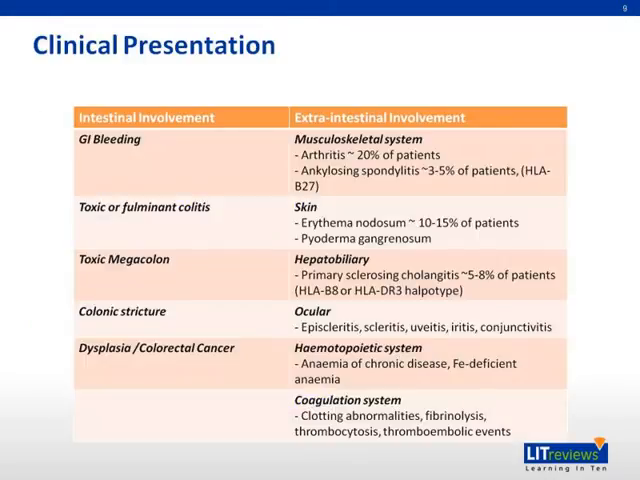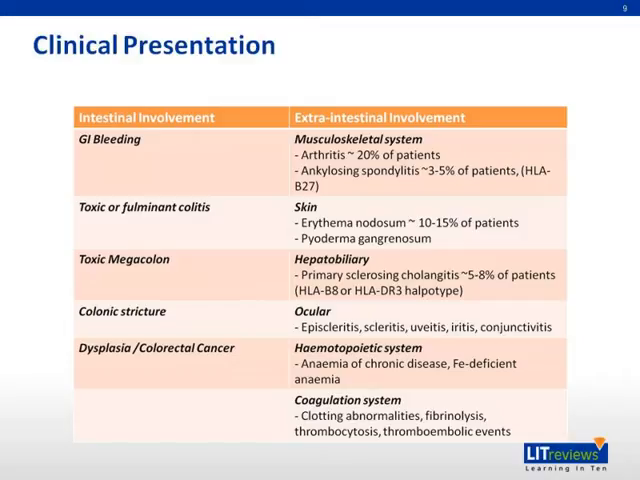This is a summary table of the intestinal and extraintestinal manifestations of ulcerative colitis. The intestinal involvement of ulcerative colitis will be discussed later together with their management. For the extraintestinal manifestations, arthritis, ankylosing spondylitis, erythema nodosum, and pyoderma gangrenosum occur typically in association with active intestinal disease, and they typically improve or completely resolve after a colectomy.